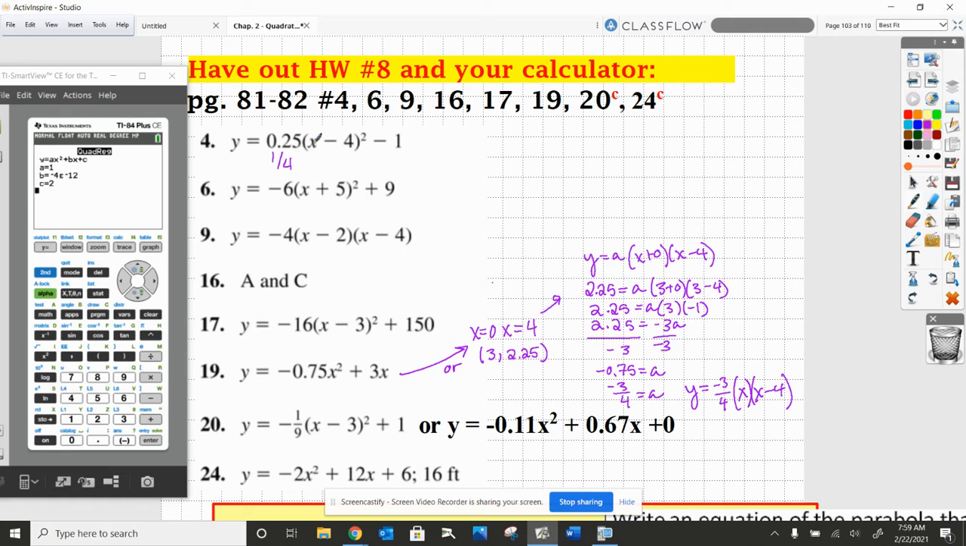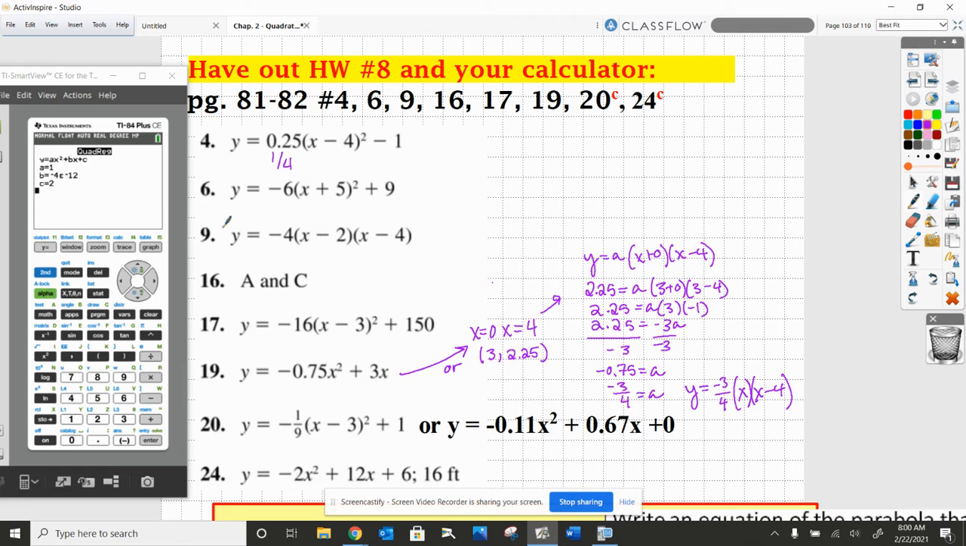Number 4, number 6 were given a vertex and a point. Okay, number 9, you were given 2 x-intercepts. Okay, and you had to find A. Number 16 was a multiple choice problem. 17, you were given vertex and a point.